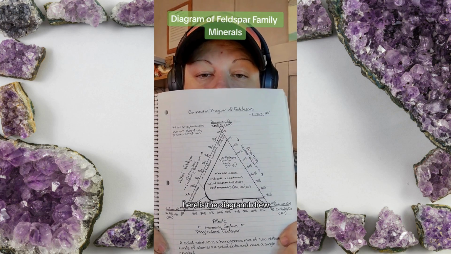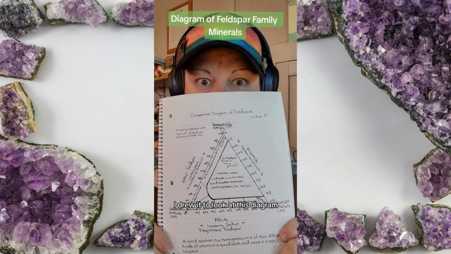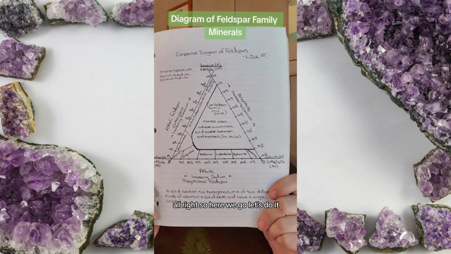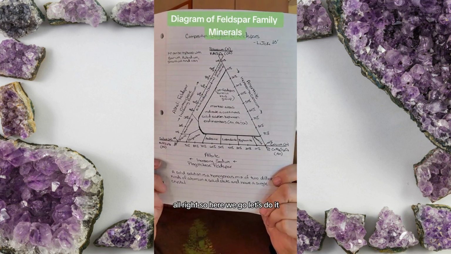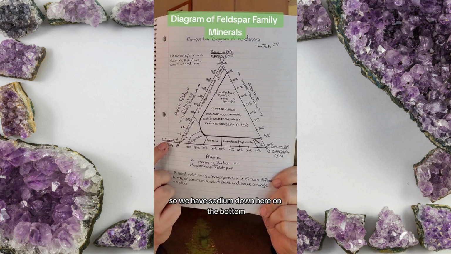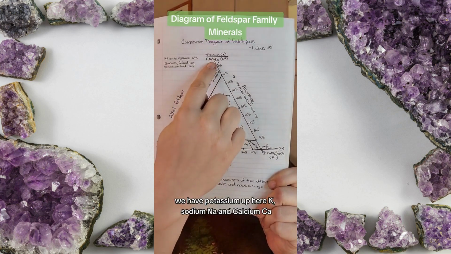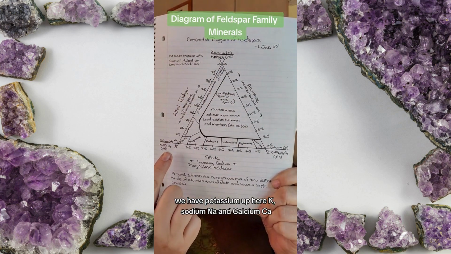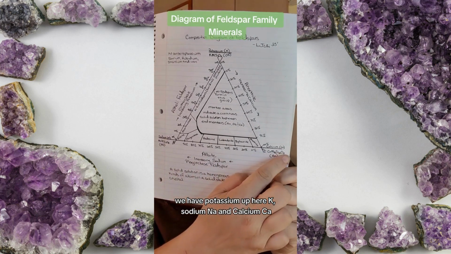Alright, so here it is. Here is the diagram I drew. Alright, so here we go. Let's do it. So we have sodium down here on the bottom. We have potassium up here, K. Sodium, Na, and calcium, Ca.